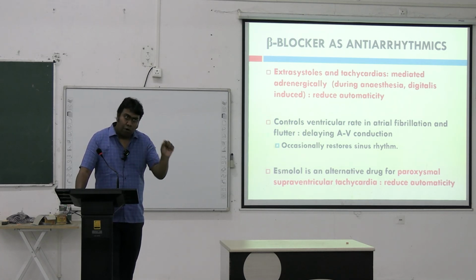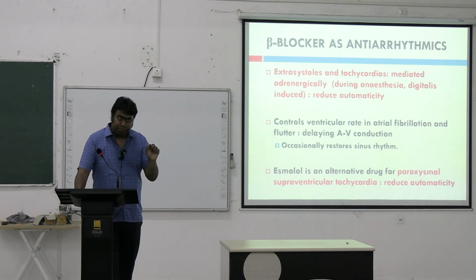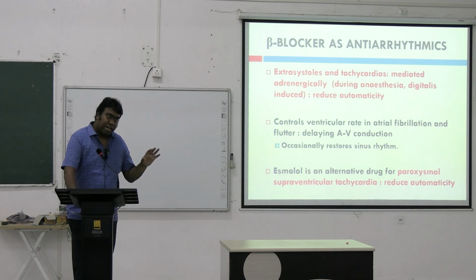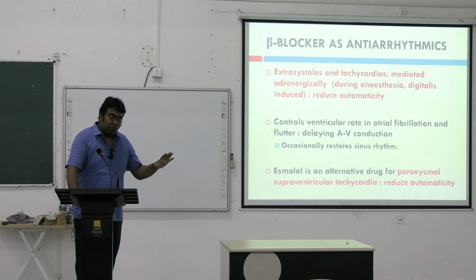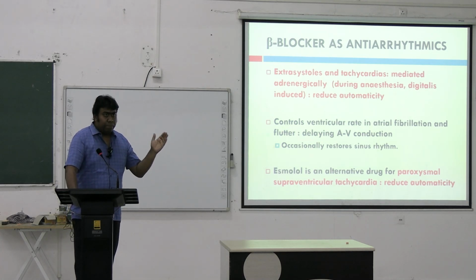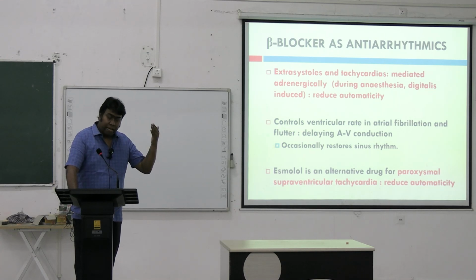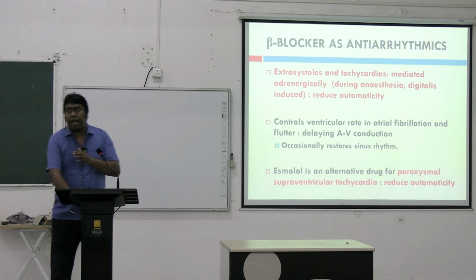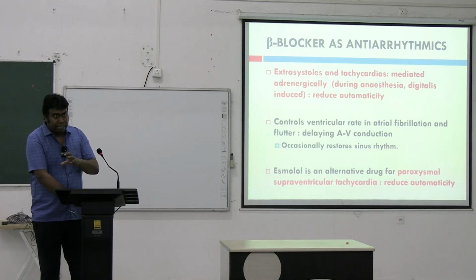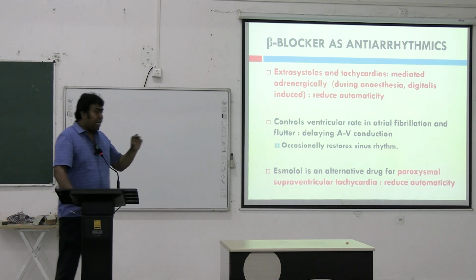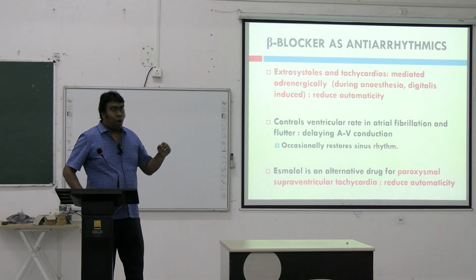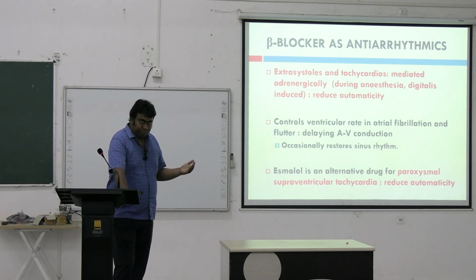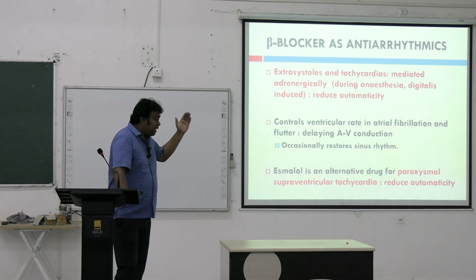Clear? So how is a beta blocker helpful in arrhythmia? Number one, by reducing conductivity, they reduce impulse conduction from the atrium to the ventricle. That leads to adequate contractility and cardiac output generation. Another one, by reducing the automaticity, they reduce extrasystoles as well as tachycardias.